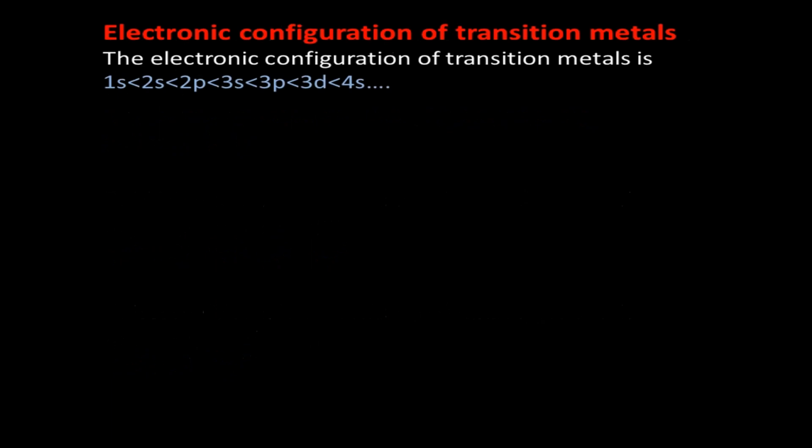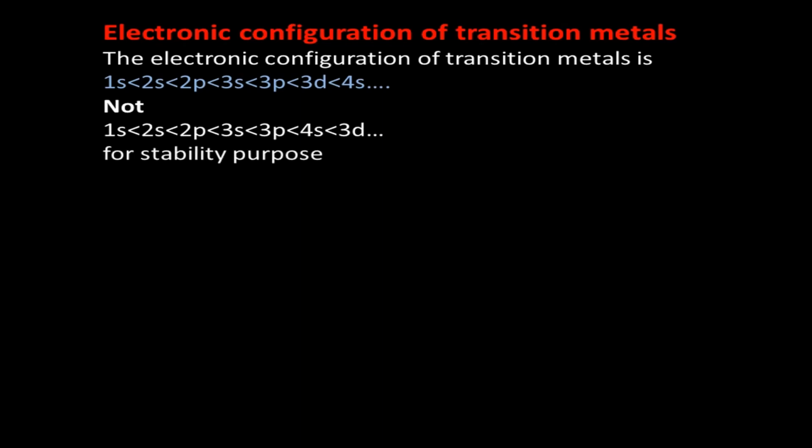Electronic configuration of transition metals. The electronic configuration of transition metals is given as 1s, 2s, 2p, 3s, 3p, 3d, 4s. Not as the usual one: 1s, 2s, 2p, 3s, 3p, 4s, 3d. And the reason is for stability purposes. If you observe, the 3d comes before the 4s, and this particular order is peculiar to the transition metals.